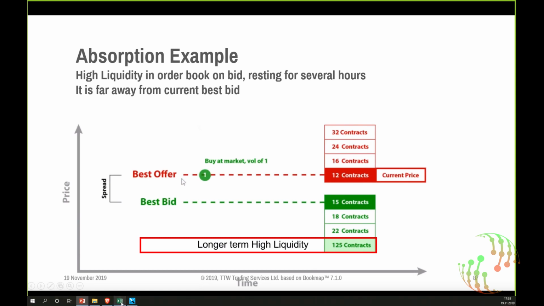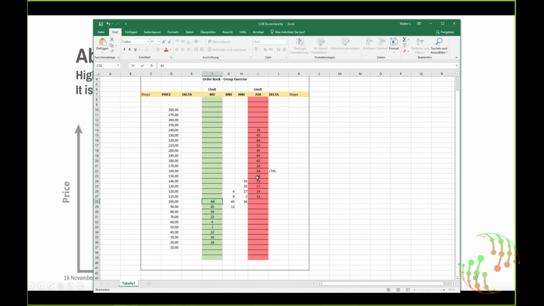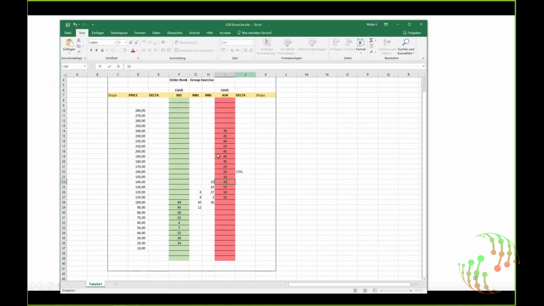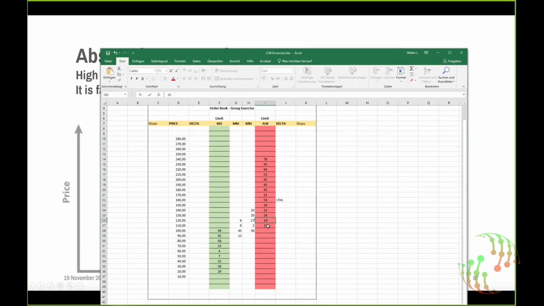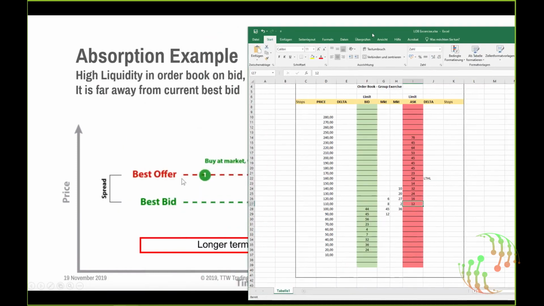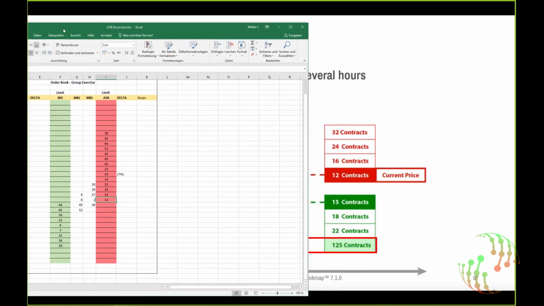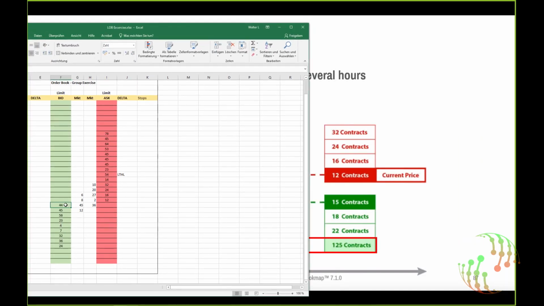Let's translate it to this one. We have 32 contracts here, 24 contracts here, 16 contracts here, and 12 contracts here already. That's always okay. And we have 15 contracts sitting here, 18, 22, and the long-term liquidity.